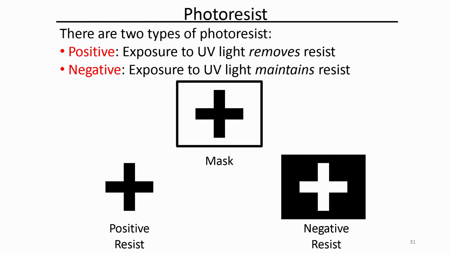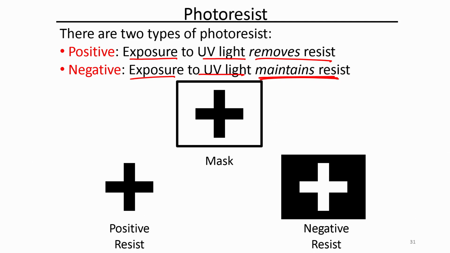So, like I said, when you talk about photoresist there are two types. One is positive photoresist, where exposure to UV light removes the resist, or the exposed region becomes weaker, correct. Negative photoresist, exposure to UV light maintains the resist, or the exposed region becomes stronger.